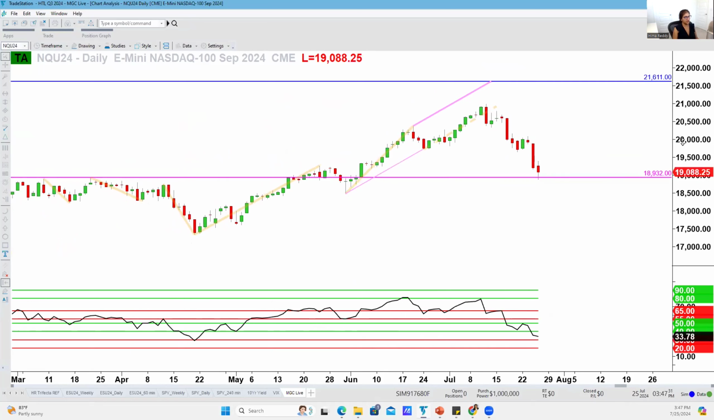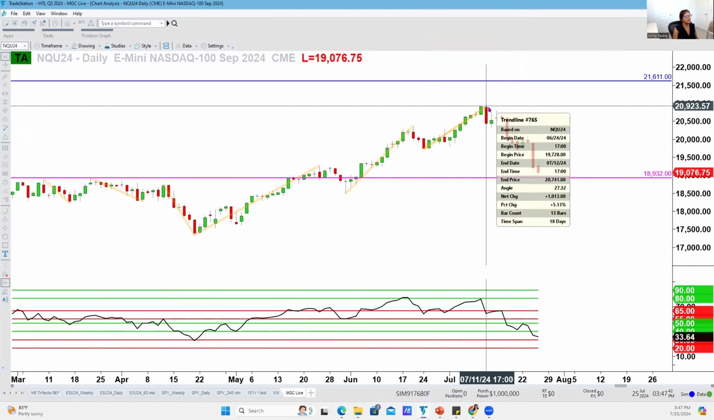Now this is on the daily chart, okay? So I'm going to clean up some other analysis that needs to be updated because I haven't loaded this chart in a minute.